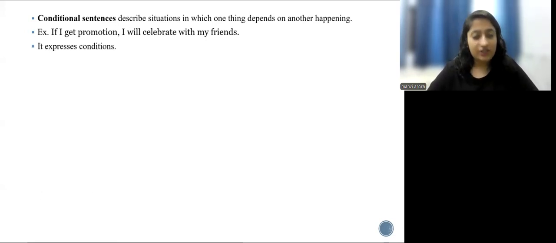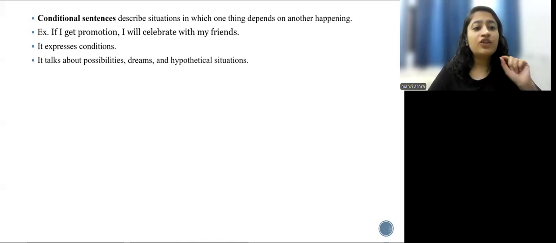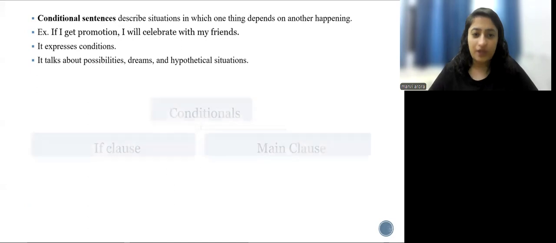So it expresses the conditions as well. कि अगर मुझे promotion मिला, तो we will be celebrating it with my friends. It talks about possibilities. It talks about dreams. It talks about hypothetical situations.